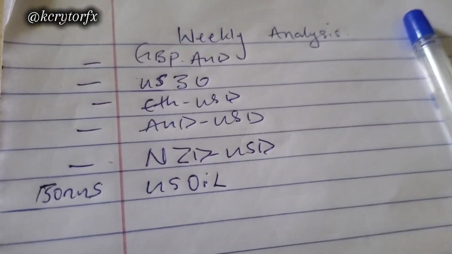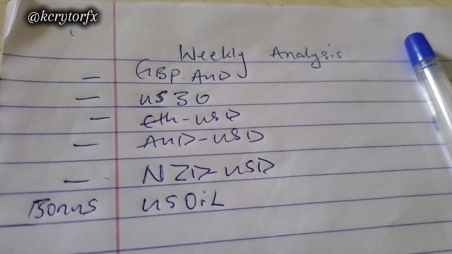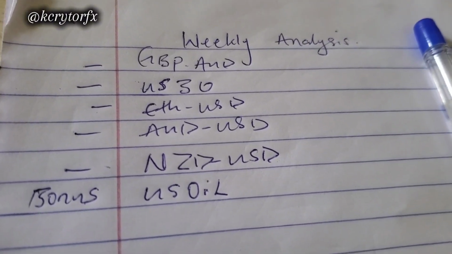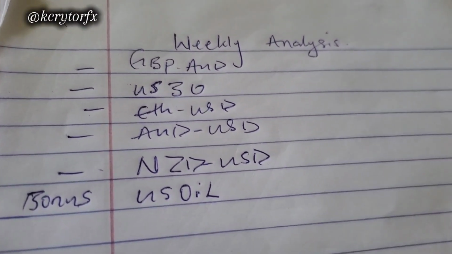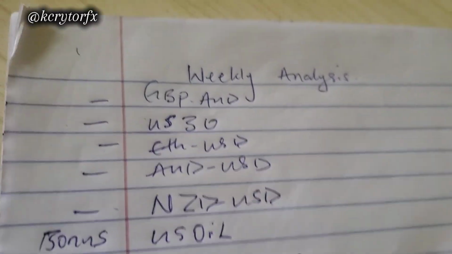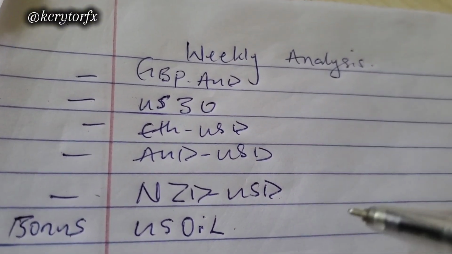So these are the pairs I'll be analyzing this coming week: GBP AUD, US30, Ethereum USD, AUD USD, NZD USD, Usoil. These are pairs that I see that is going to give us the best trade for the upcoming week. So this Usoil is a bonus. I love Usoil, so this is a bonus to it.